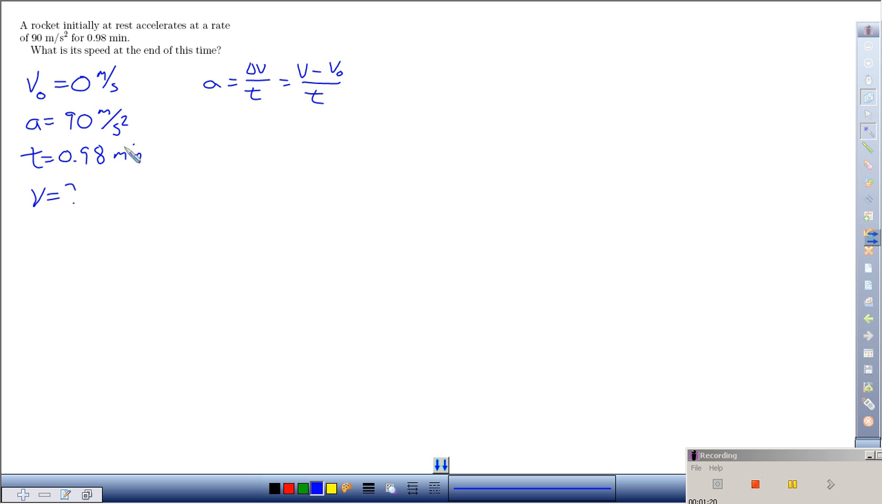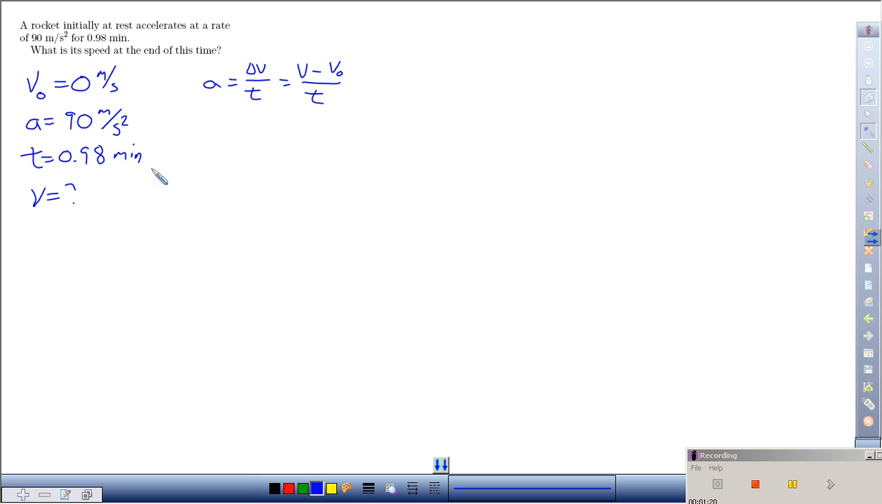Now wait a second. Look at these units. I've got meters per second squared, and minutes. One of these things is not like the others. Minutes is not going to fit into this equation because I've got to have all the units matching in order to get all my units to cancel out. So what I've got to do with minutes is turn it into seconds in order for this to work.